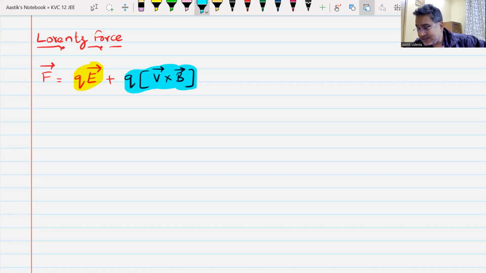Do we understand this? Yes or no? You will hardly get any question on Lorentz force. If you get a question on Lorentz force, it would be very simple. The electric field would be given in vector form, the magnetic field would be given in vector form, and the velocity would be given. You just have to multiply Q with E and Q with V cross B. We know how to do it. Yes or no? Yes, sir.